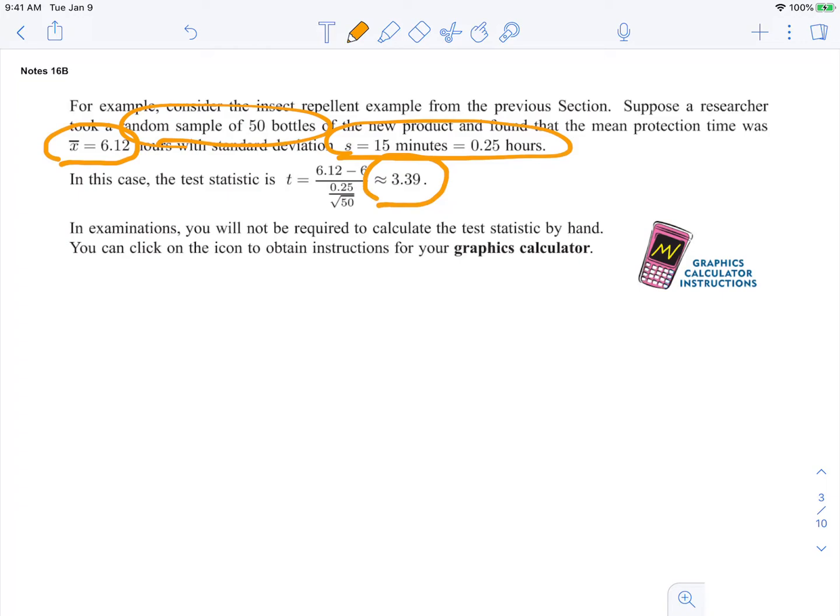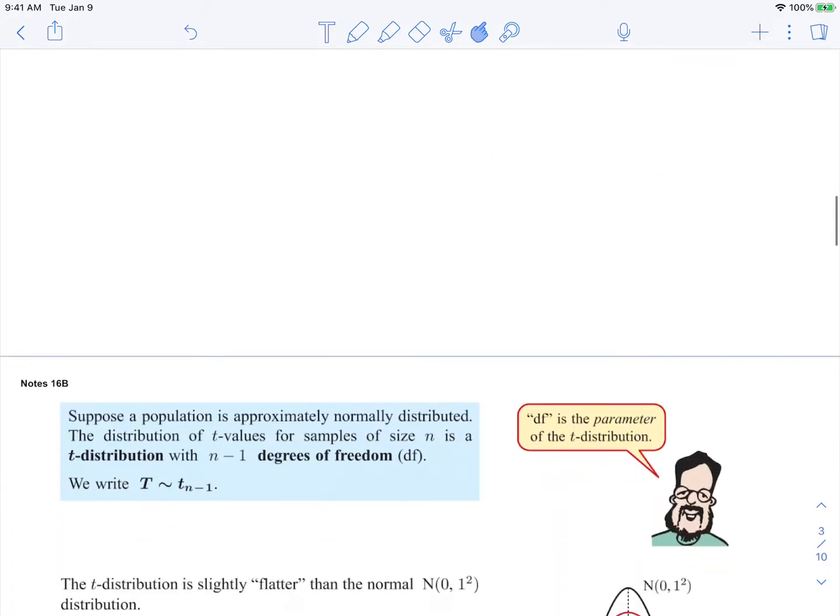When you take the IB exam, you will not be required to calculate this by hand. We will be using a graphing calculator, so we'll show how to use this in another video. You can click on this icon, and we'll show you that icon in class.